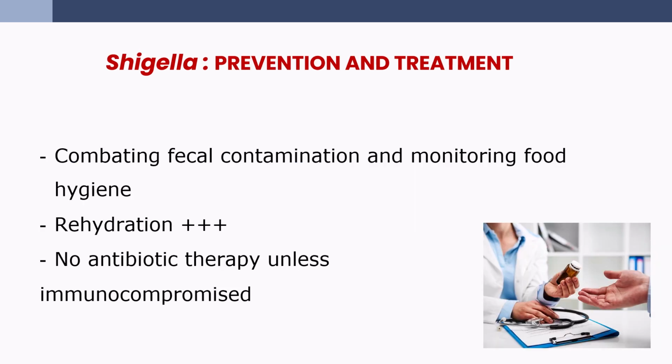As for prophylactic and therapeutic measures for Shigella infections, prevention is mainly based on controlling fecal contamination and strict adherence to food hygiene practices in order to avoid contamination by feces. Treatment is primarily based on rehydration, which is essential to compensate for fluid loss due to diarrhea. Antibiotic therapy is not systematic, except in immunocompromised patients or in severe cases, where it can reduce the duration of the disease and transmission.